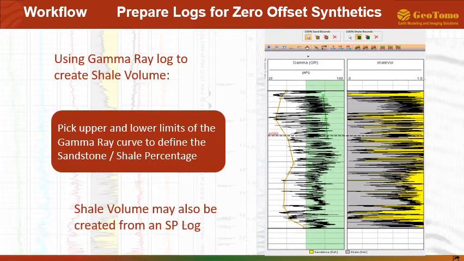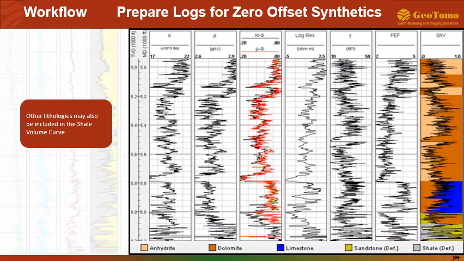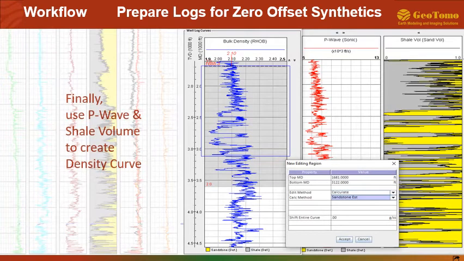A shale volume is calculated by picking the upper and lower limits of the gamma ray log to define the sandstone shale percentages. The shale log may be generated from an SP log also. Note that other lithologies may be included in the shale volume curve as required by your geologic region. Finally, the density curve is generated from the P wave and the shale volume curves.